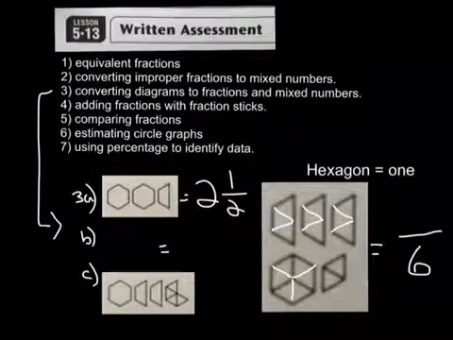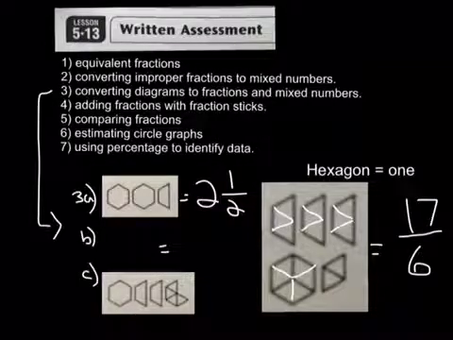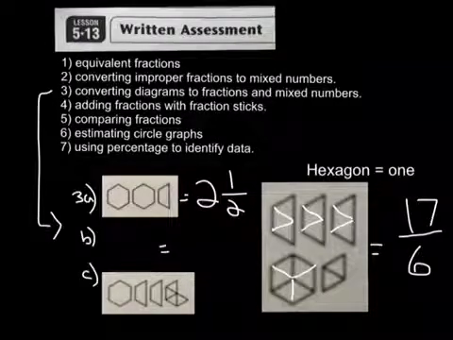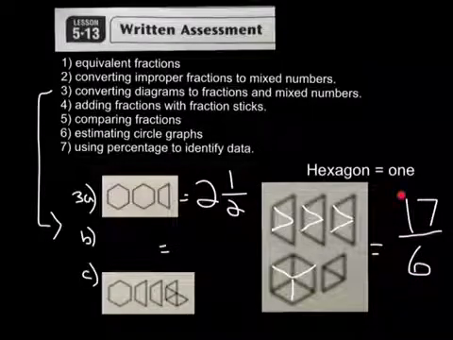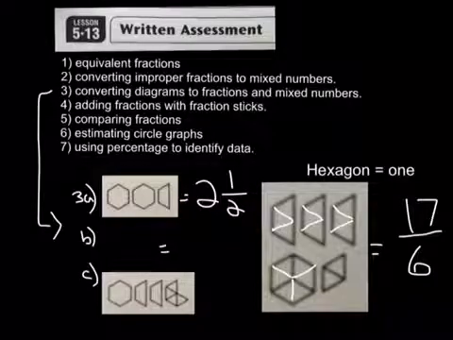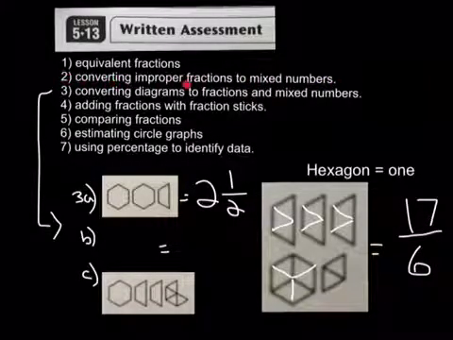So now let's count them all. We have 1, 2, 3, 4, 5, 6, 7, 8, 9, 10, 11, 12, 13, 14, 15, 16, 17. 17 over 6. But we all know this is an improper fraction and we cannot leave it like that. So change your improper fraction to a mixed number. We did that already before, right?